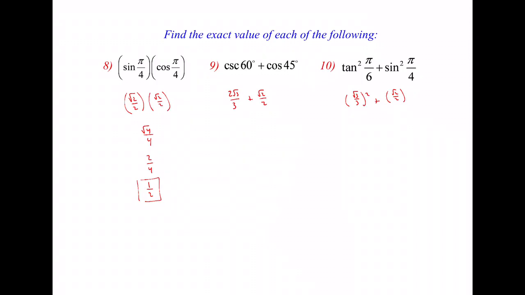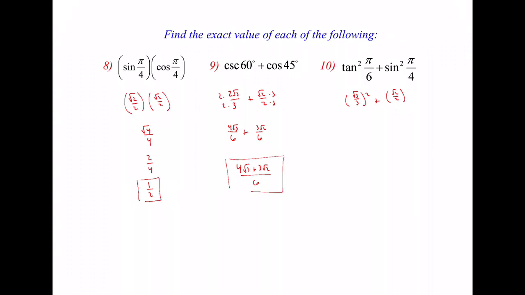On number 9, it's 2 square roots of 3 over 3 plus square root of 2 over 2. Find that common denominator of 6, so multiply by 2. That'll give you 4 square roots of 3 plus, times top and bottom by 3 square roots of 2. Now you can't add radicals if they're not like, so this would be 4 square roots of 3 plus 3 square roots of 2 all over 6. That would represent the exact value of that expression.